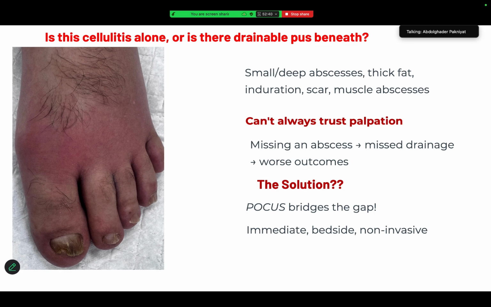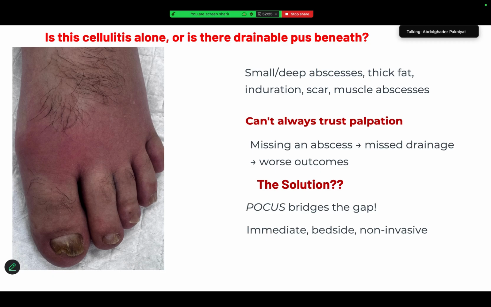When you miss an abscess, it means you miss drainage, the procedure the patient really needs. And if you miss the treatment, it means a worse outcome. So what is the solution, as we discussed? POCUS is the solution. POCUS bridges the gap.